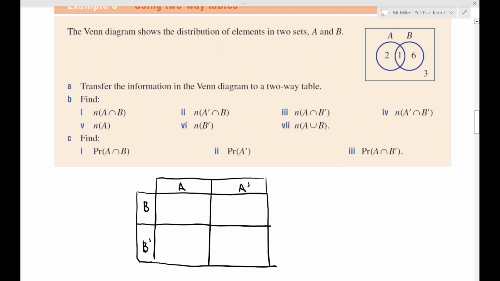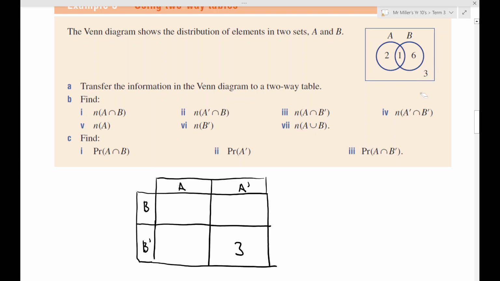Okay. Well, basically, we'll start here. What is neither A nor B? That's got to be in this cell here, right? Neither A nor B. That's going to be 3.